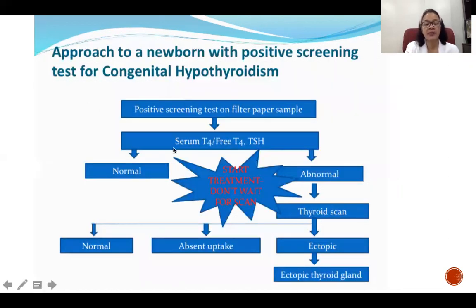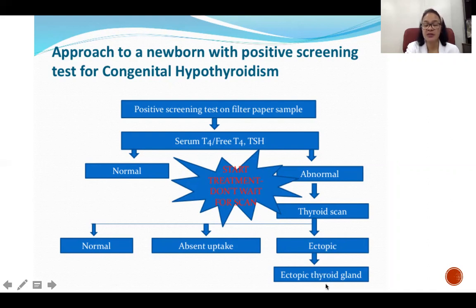So here is an algorithm, a diagram in the approach to a newborn with positive screening test for congenital hypothyroidism. Okay, so this is usually done, no, as part of the newborn screening. So screening on the filter paper sample. Okay, so you test there for your TSH and your T4. If it's normal, of course, there's nothing to do, no? But if it's abnormal, you need to do your thyroid scan. Look for the possible cause. Okay, look for an ectopic thyroid gland, no?